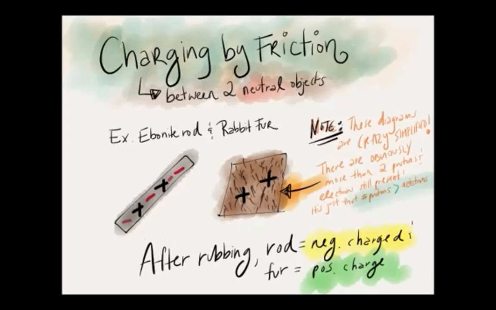The important thing to note is that these diagrams are crazy simplified. There are obviously more than two protons, and there are still electrons present within the rabbit fur. It's just that the number of protons is greater than the number of electrons, making it positively charged.